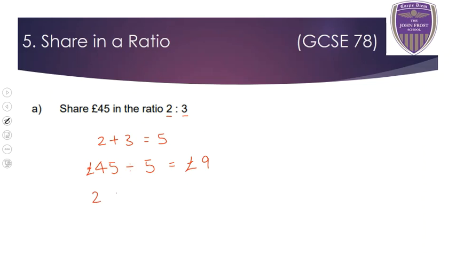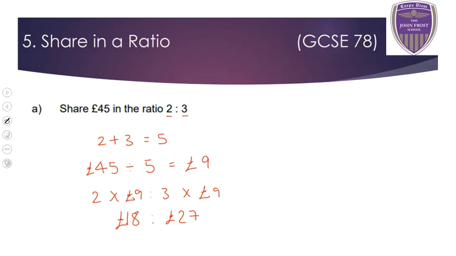So that means the one share of this money is £9. Well, the first person's getting 2 shares, so that's 2 lots of 9. The second person's getting 3 shares, so that's 3 lots of 9. And you work those answers out then. Okay, so 2 times by 9 is 18. 3 times by 9 is 27.